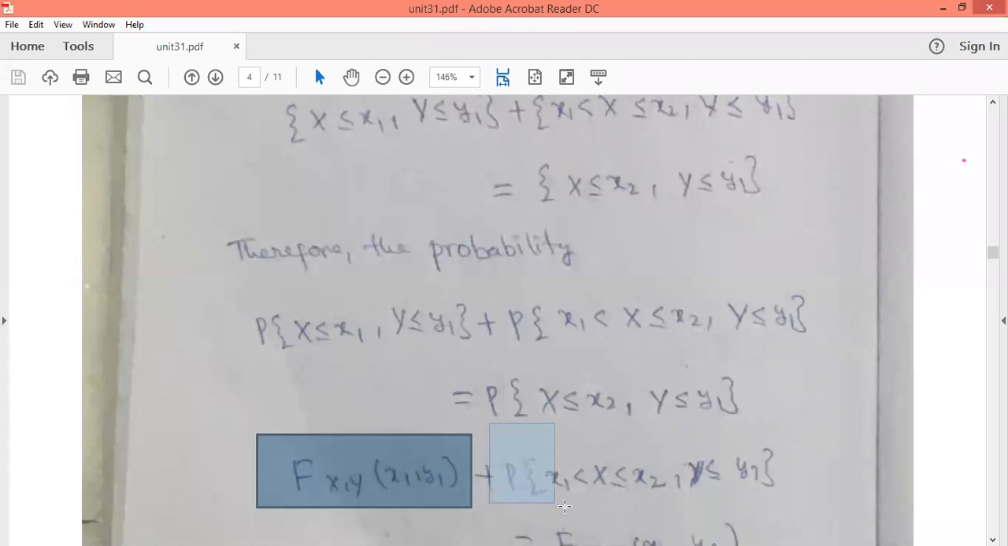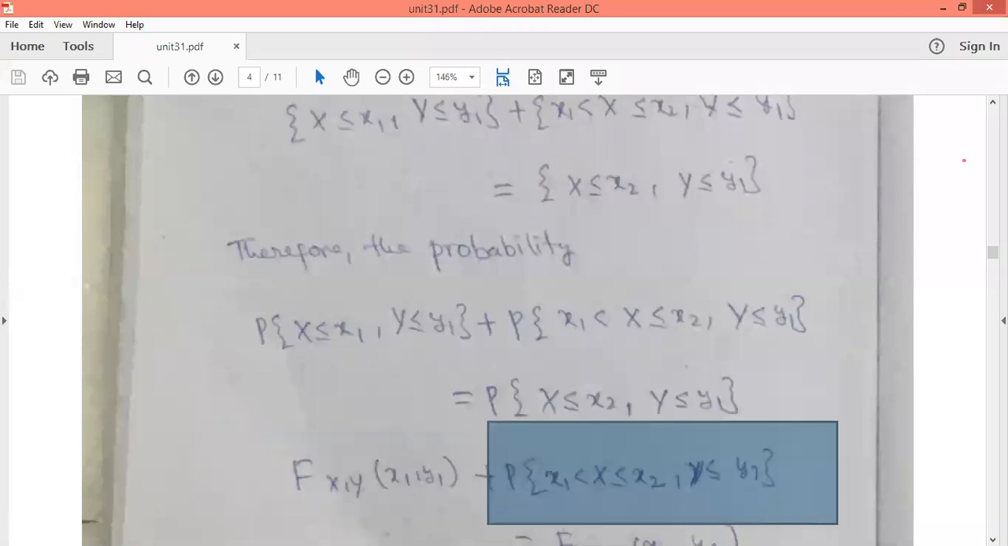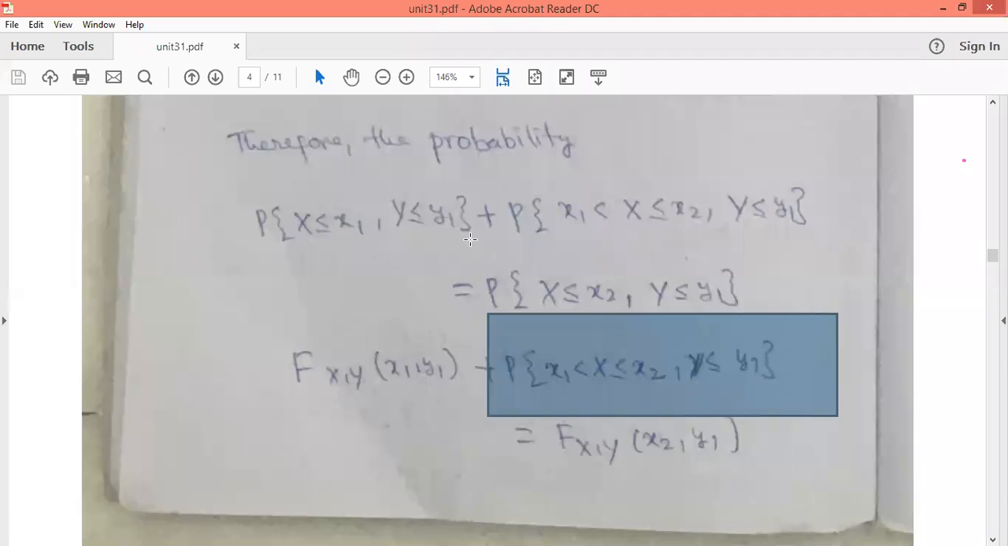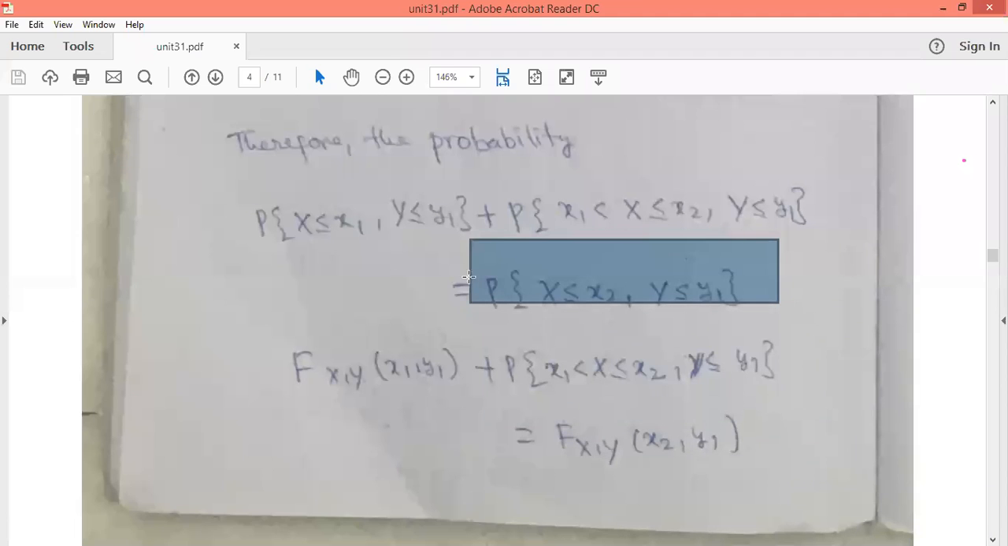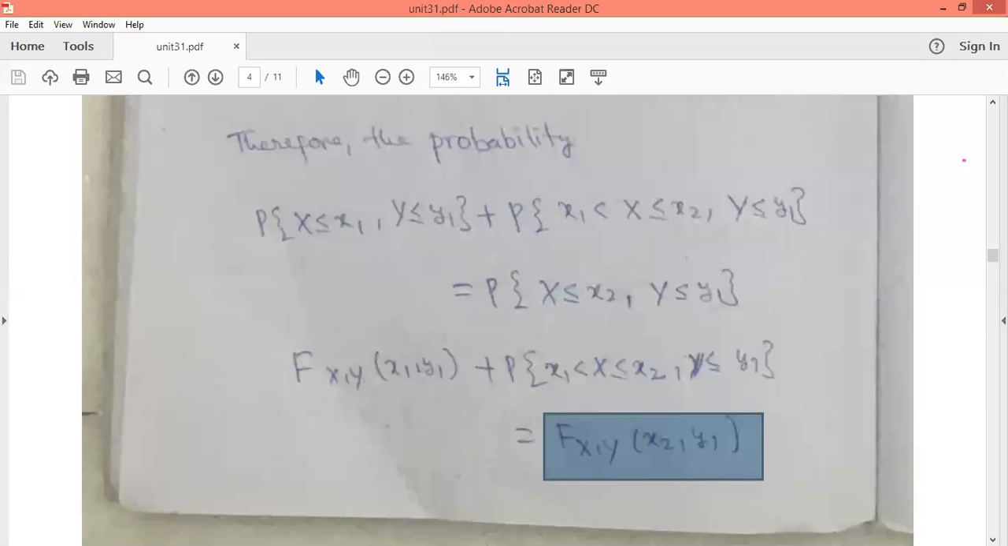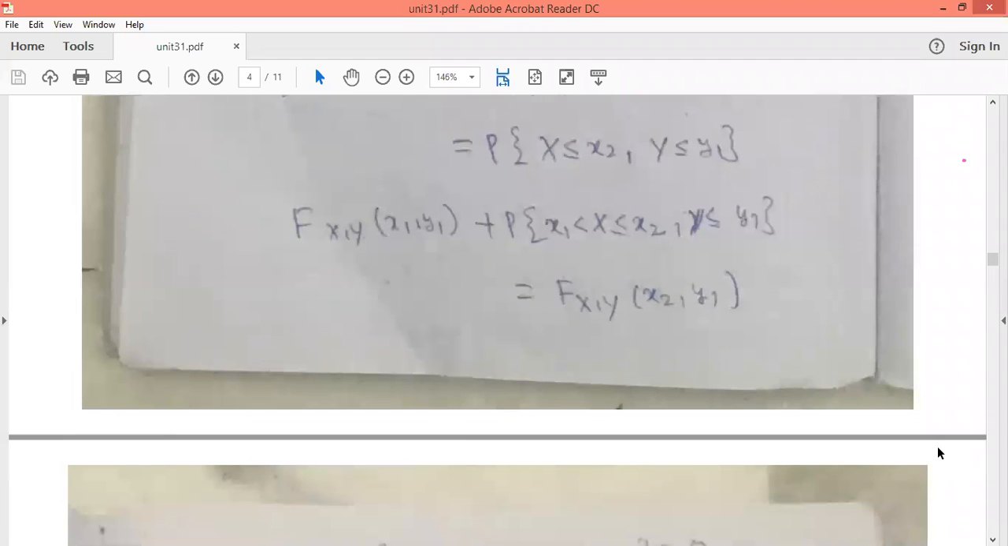Okay. Then the second term will be like that only. It is the probability of x1 less than x less than or equal to x2, y less than or equal to y1. So what is the right side of this equation here? It is the joint probability at x2 and y1. Okay. So it is Fxy of x2 and y1. So from this equation, the probability of x1 less than x less than or equal to x2, y less than or equal to y1 will be Fxy of x2 comma y1 minus Fxy of x1 comma y1.